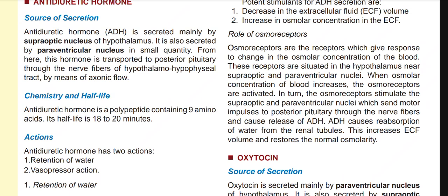So, what is the role of osmoreceptors? Osmoreceptors are the receptors which give response to change in the osmolar concentration of the blood. These receptors are situated in the hypothalamus near the supraoptic or paraventricular nuclei, and when osmolar concentration of blood increases, the osmoreceptors are activated. Then osmoreceptors stimulate the supraoptic and paraventricular nuclei to send motor impulse to posterior pituitary through the nerve fibers and cause release of ADH. ADH causes reabsorption of water from the renal tubules. This increases extracellular fluid volume and restores the normal osmolarity.